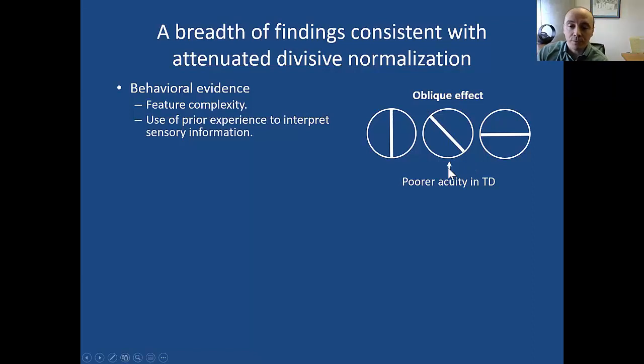And so the visual system is developed in a way that makes you more sensitive to the more likely stimuli, less sensitive to those less likely stimuli. And if you have attenuated divisive normalization, you will attenuate this oblique effect. And you see, in fact, an attenuation of the oblique effect in autism spectrum disorder.